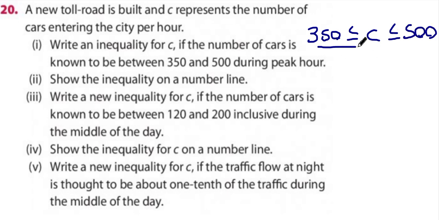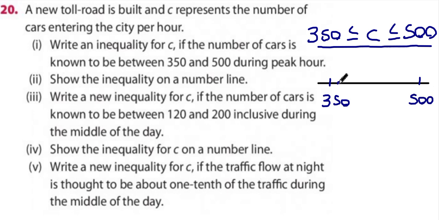Do you see this inequality here? That means it's between 350 and 500. And to show this on a number line, realistically, I'm not drawing all the dots all the way up, am I? So I could just put in lots of mini dots. Why am I putting in dots and not a line? It's a natural number, isn't it?